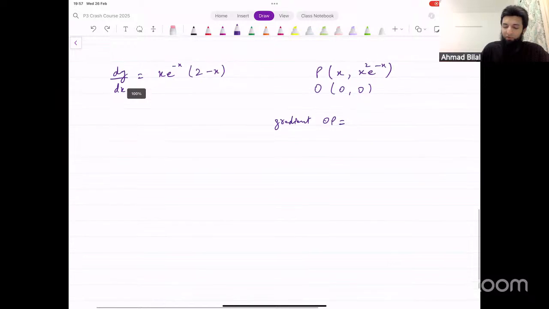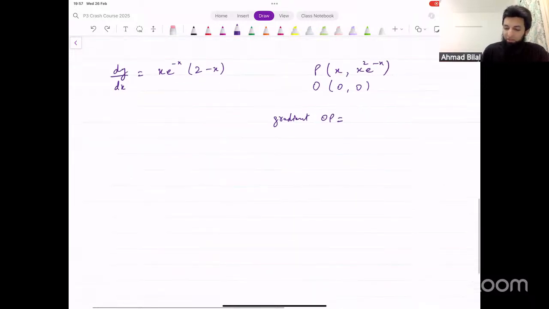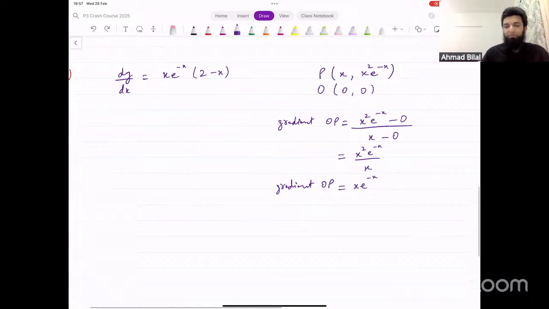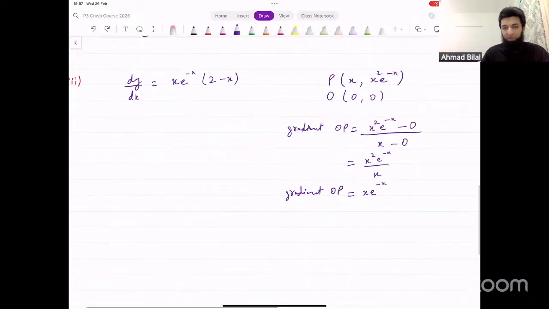Right? How do we do that? y2 minus y1 over x2 minus x1. Let's see what that gives us. x squared e power minus x, that's y2, minus y1 over x2 minus x1, which is x minus 0. And that gives us x squared e power minus x over x, and that's x e power minus x. The gradient of OP should be this. Okay, gradient of the line OP is x e power minus x.